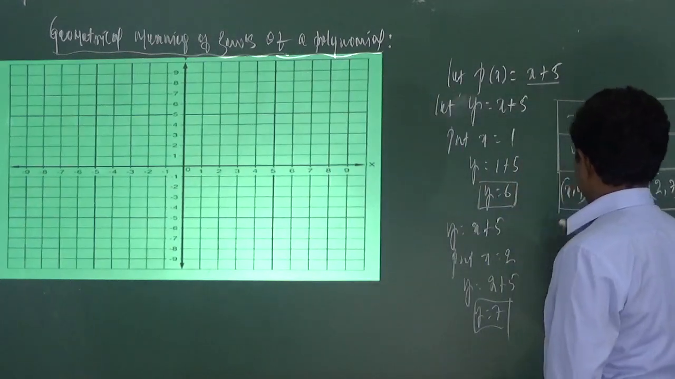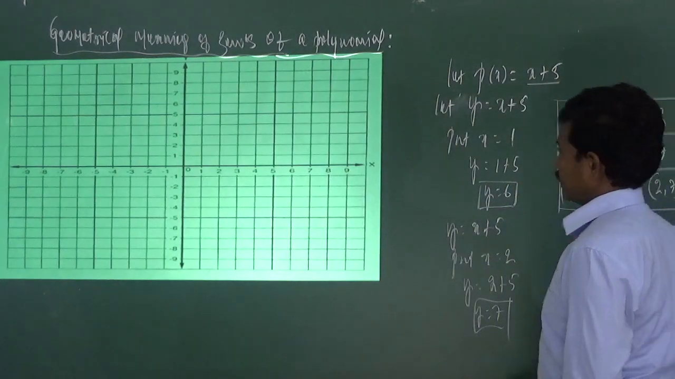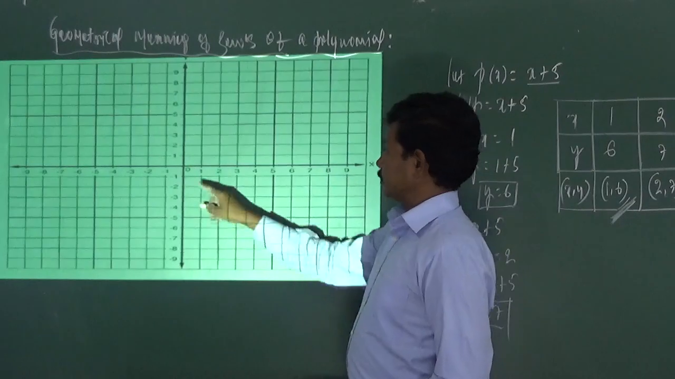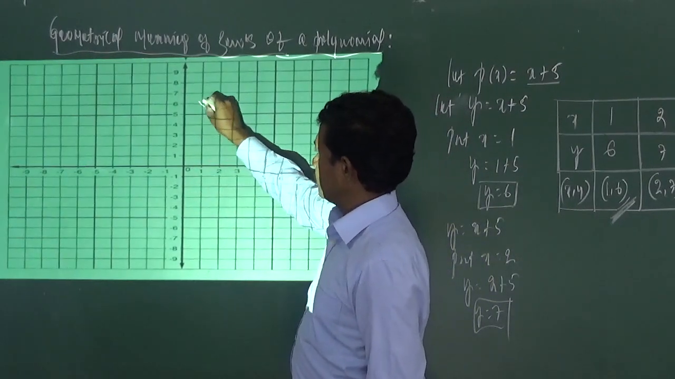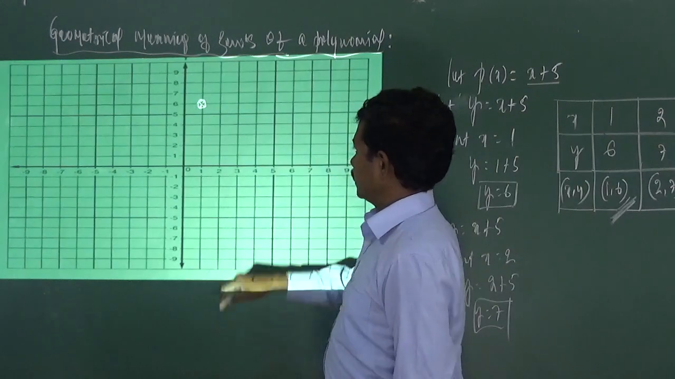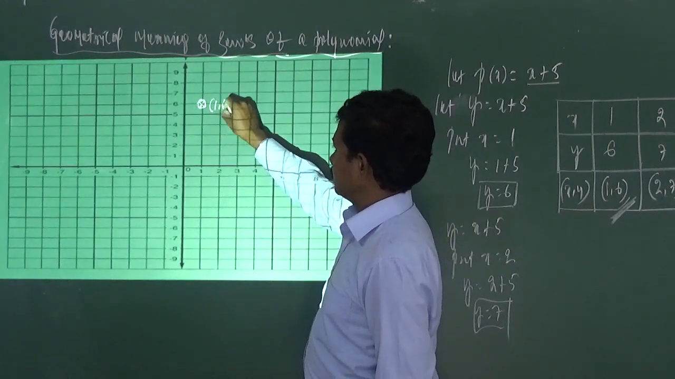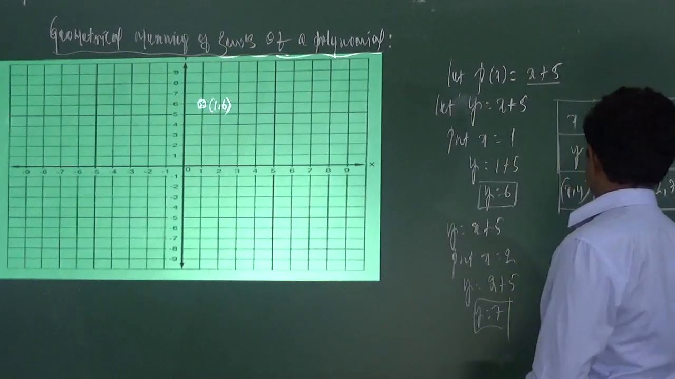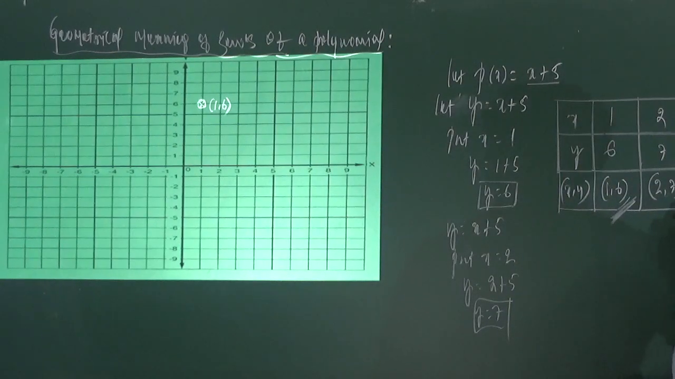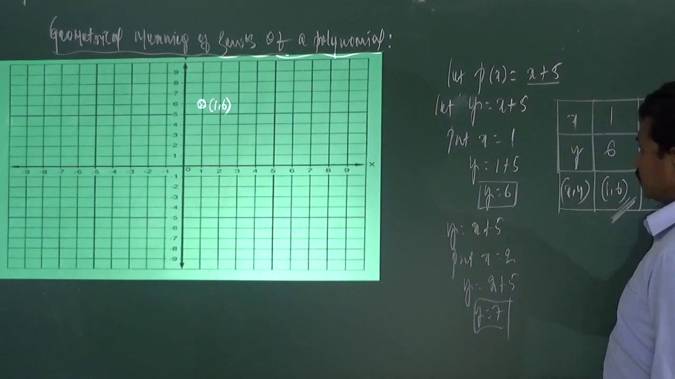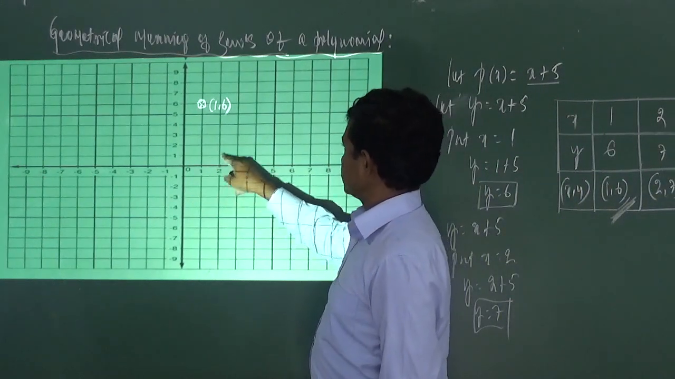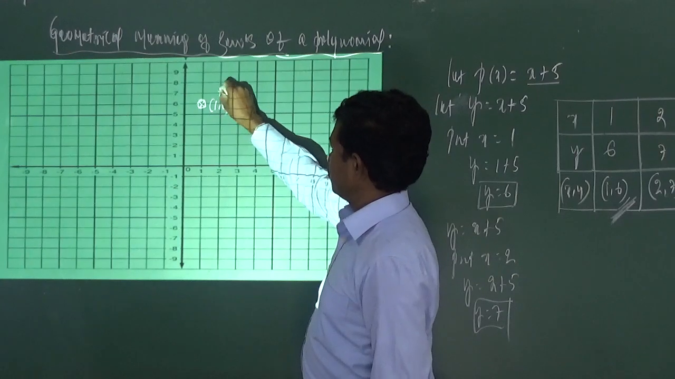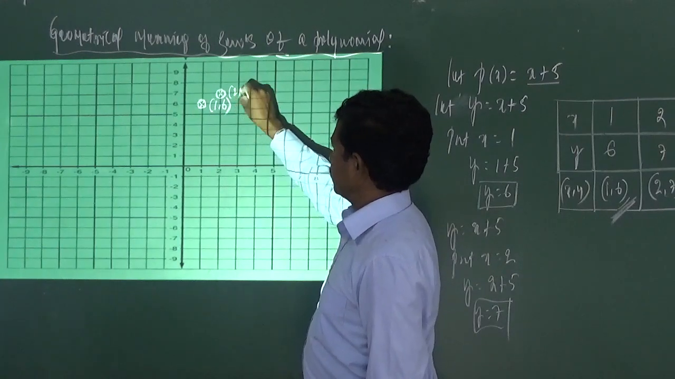So here we have the first coordinate, that is 1, 6. So 1, 6 is 1 on the x-axis and 6 on the y-axis. The point comes here, 1, 6. Second point is 2, 7. The coordinates of the second point are 2 and 7. So 2 on the x-axis and 7 on the y-axis. The point comes here, that is 2, 7.